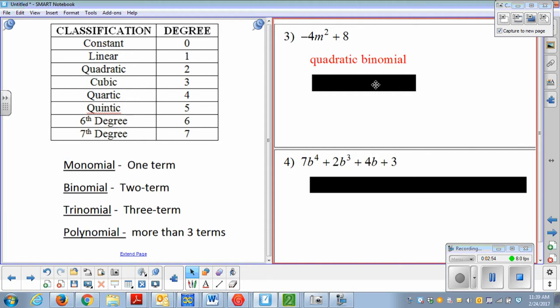Okay, and here's our last example here. Now here you have a term to the 4th degree, so the highest exponent is 4. For the 4th degree, you can use quartic, but for example here we're going to use 4th degree. Now, how many terms does it have? It has 4. So we're going to call it a polynomial with 4 terms. So it's going to be a 4th degree polynomial with 4 terms.